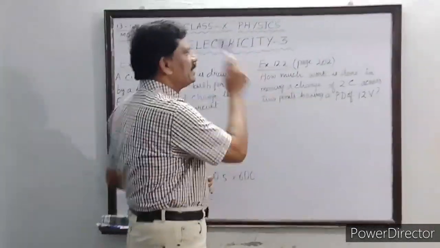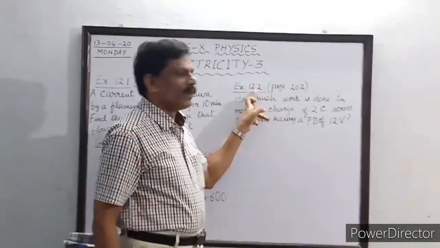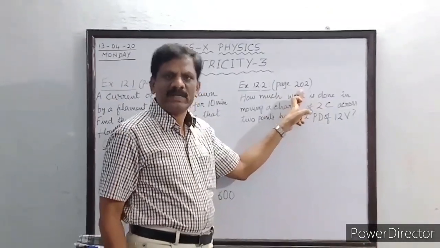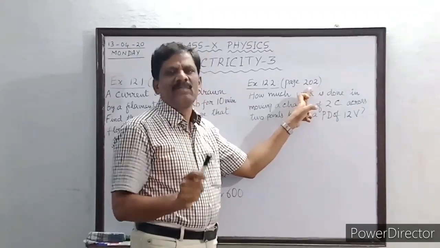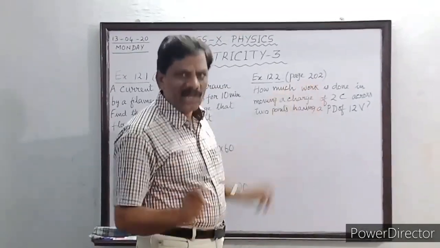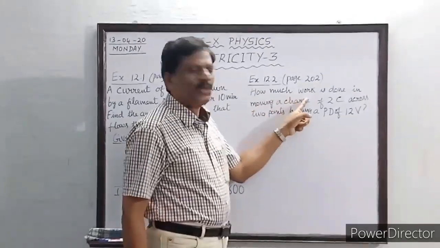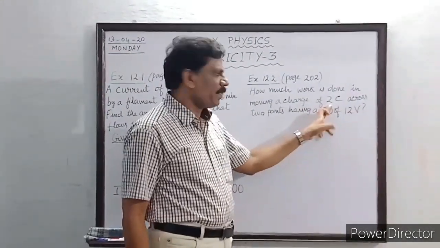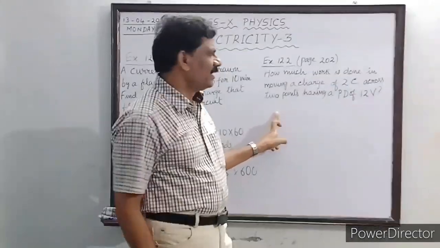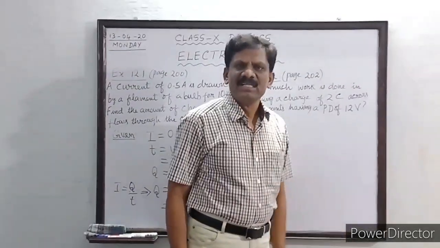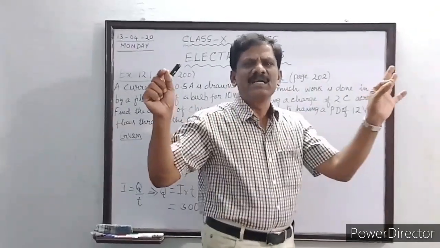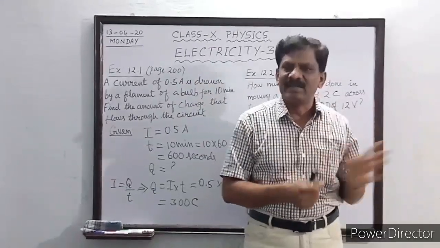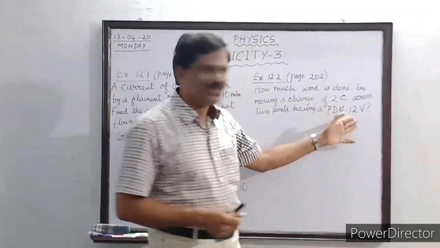Okay, students. This is problem number 12.2. It is given in page number 202. You can open the textbook and read the problem carefully. I will also read along with you. How much work is done in moving a charge of 2 coulomb across 2 points having a potential difference of 12 volt? So there is a conductor, and between any 2 points of the conductor the potential difference given is how much? Yes, 12 volt.